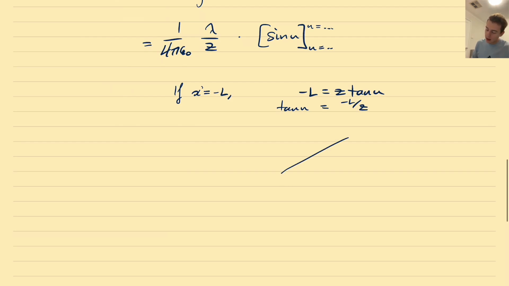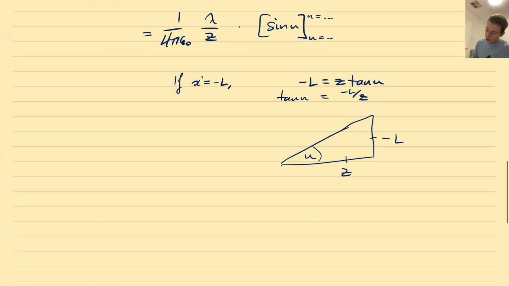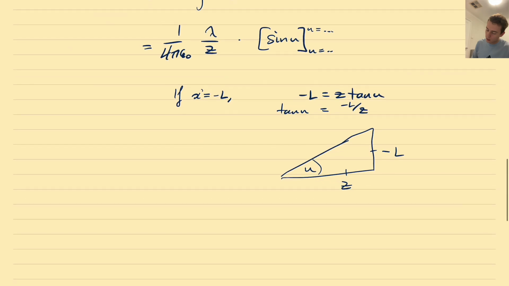So what this means is that there's a triangle where there's an angle u, and the tangent of that angle is minus L over z. Tangent is opposite over adjacent, L over z. I'm going to need the sine of that angle. So the sine of that angle is going to be opposite over hypotenuse, so minus L over square root z squared plus L squared. That's the hypotenuse.